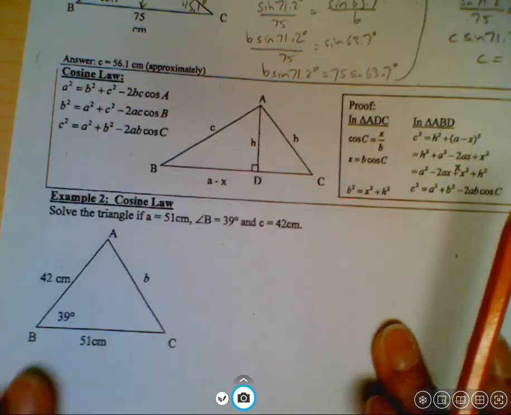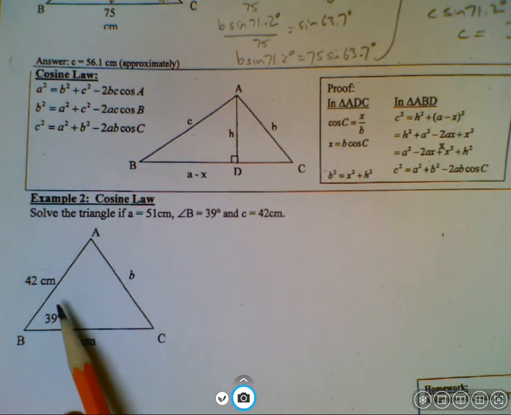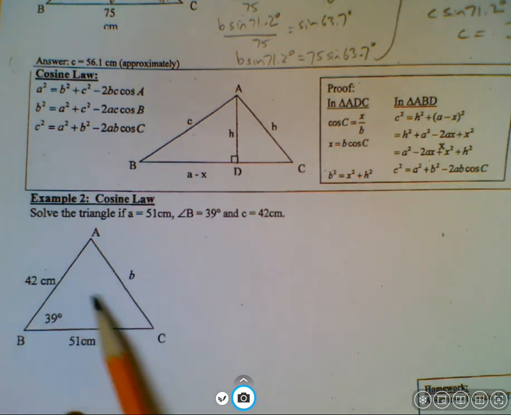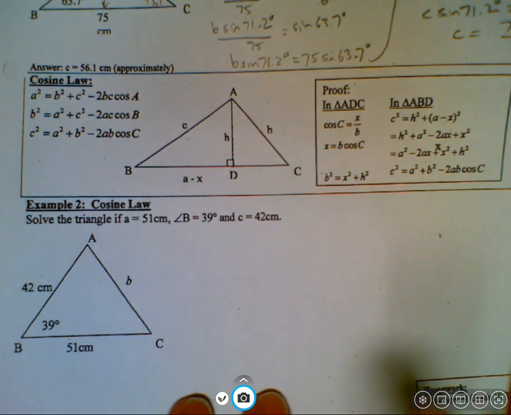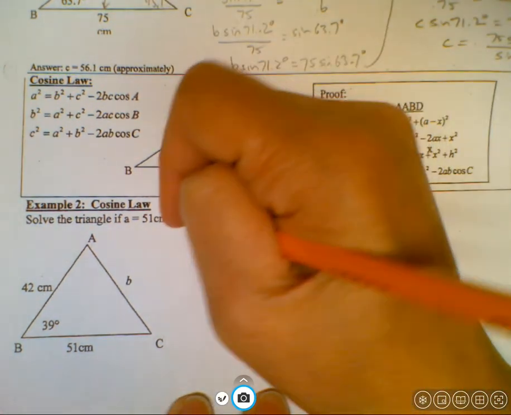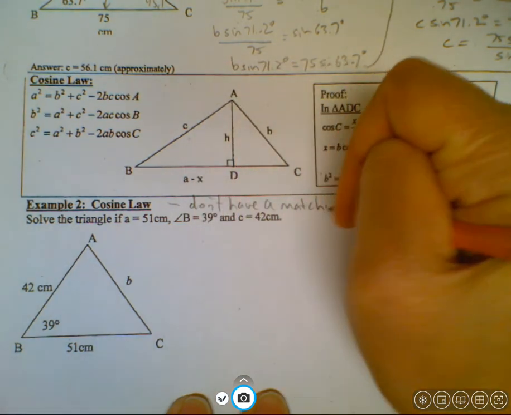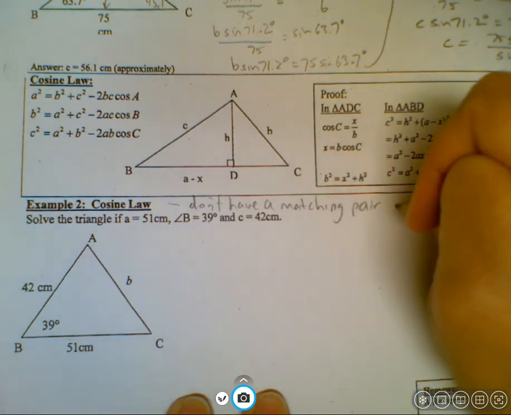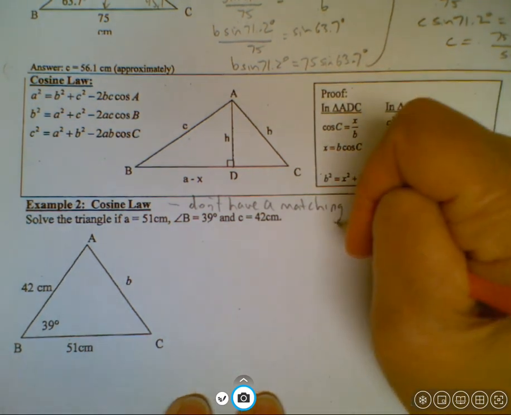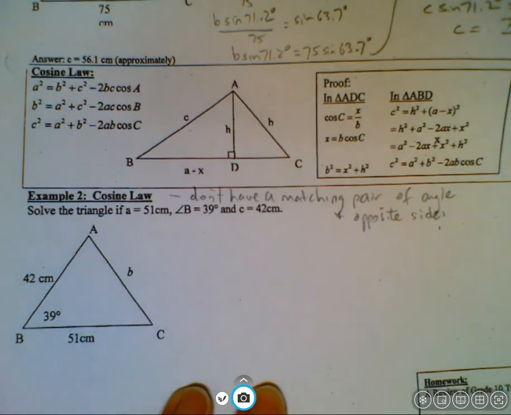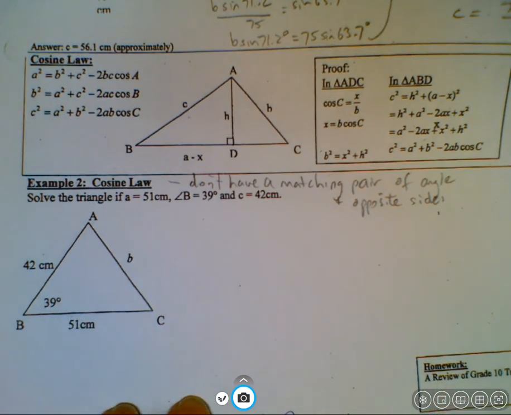Sometimes we don't. So let's look at this example here. We don't have a matching pair. I don't have the little b that goes with 39. I don't have the angle that goes with the 42. I don't have the angle that goes with the 51. So in the case of the sine law not working, we'll use the cosine law. So when do you use the cosine law? When we don't have a matching pair of angle and opposite side. Or in other words, when you can't use a sine law. When you can't use a sine law, you use the cosine law.